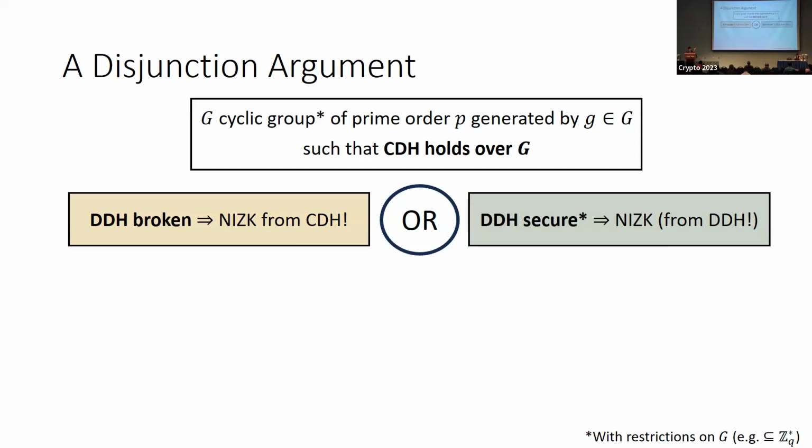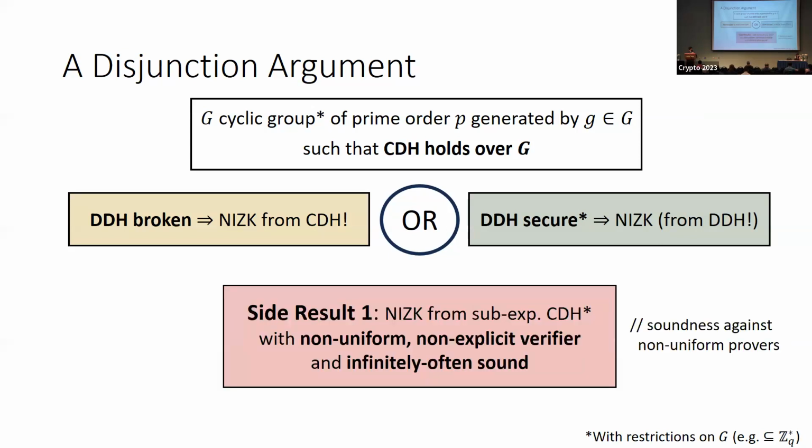Okay, but still, modulo those mismatches, it turns out that this simple disjunction argument already gives you nice statements about some weak form of NIZK that you can build from CDH. For instance, combining as is and taking into account the caveats, what we get is a NIZK from the sub-exponential hardness of CDH. Again, the restrictions on the group are inherited from the NIZK that we get from CDH, and the verifier is non-uniform and non-explicit, and soundness only holds infinitely often.